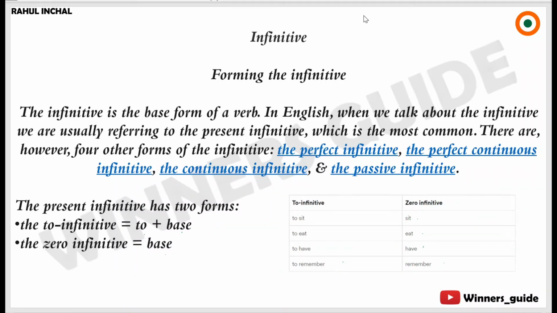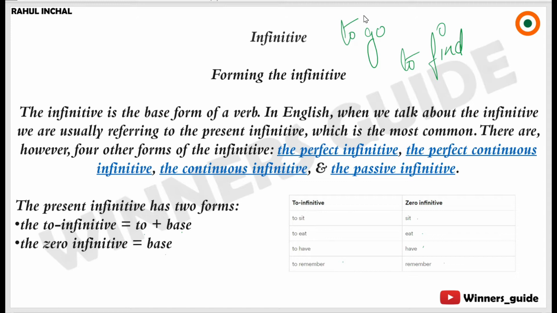Today we're gonna learn the infinitive. The infinitive is the base form of a verb. When we talk about the infinitive, we're usually referring to the present infinitive, which is the most common, although there are other forms of infinitive as well. For example, the perfect infinitive, the perfect continuous, the continuous, and passive. Basically, the forms to go and to find are infinitives. The infinitive is the base of a verb, often preceded by to.